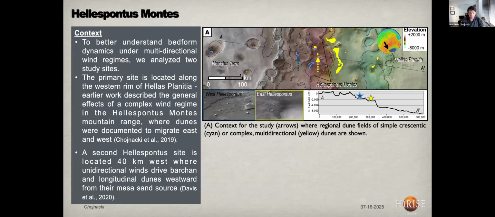And for this work, we looked at two sites. The primary site is on the western, they're both on the western rim of Hellespontus, but you can see the yellow arrow shows this East Hellespontus site where, in early work that I'll show you some of, we saw dunes migrating east and west, whereas a second Hellespontus site 40 kilometers west is where these unidirectional barchans were migrating westward from their mesa source.